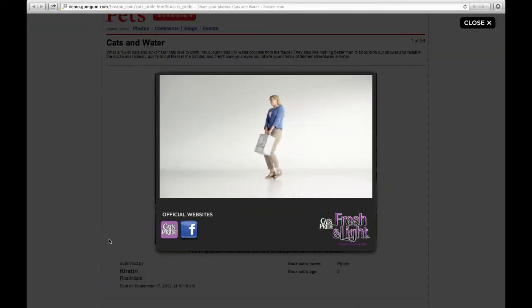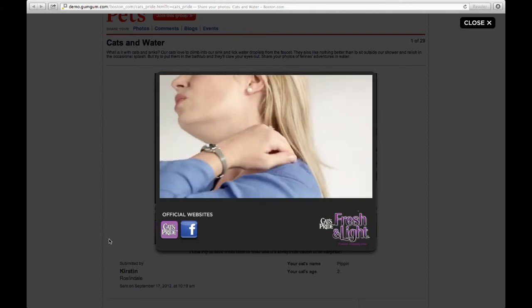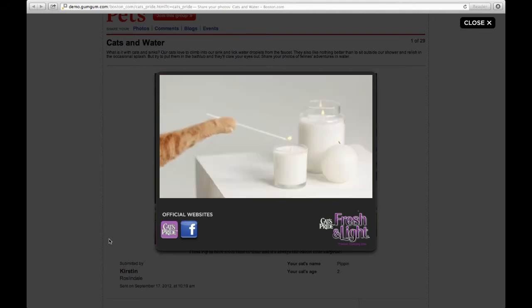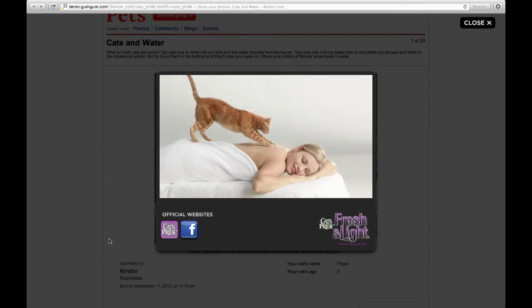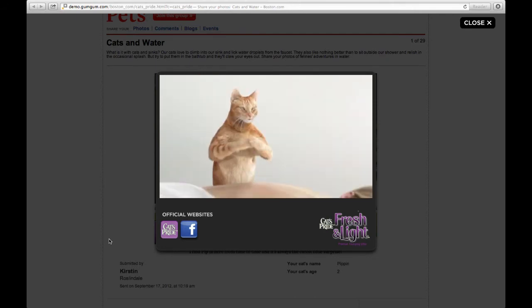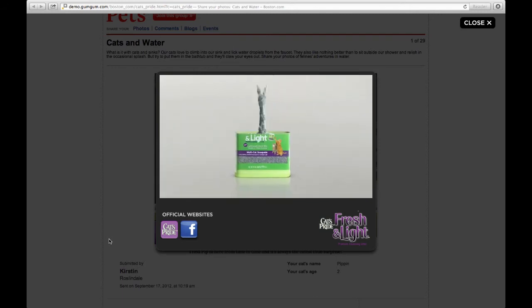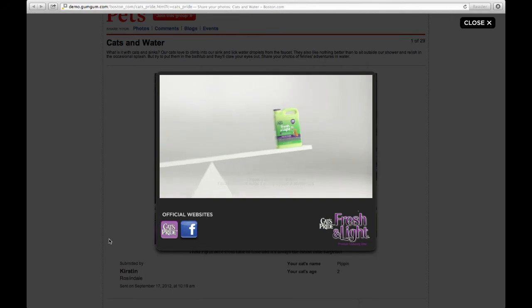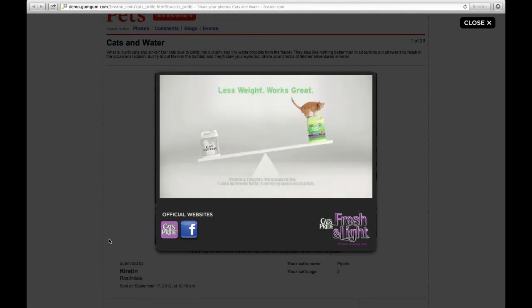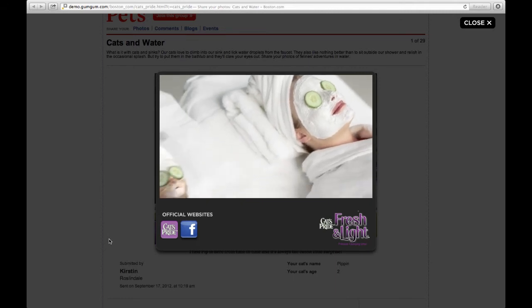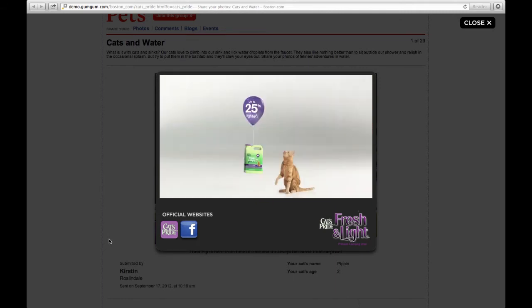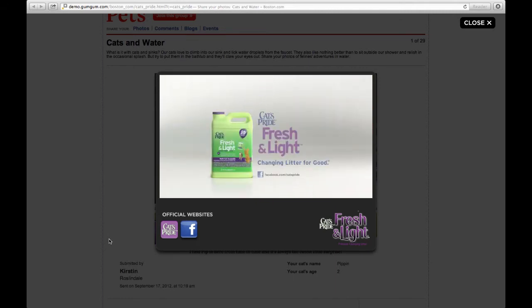For years, you've struggled with heavy cat litter. Oh. And you've found ways to cope. But now there's new Cat's Pride Fresh and Light. Its special blend not only absorbs odor-causing enzymes, it's up to 25% lighter, with the same number of uses as other clumping litters. Less work for you and your cat. New Fresh and Light, changing litter for good.